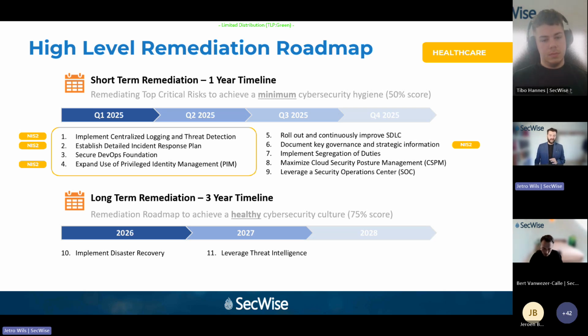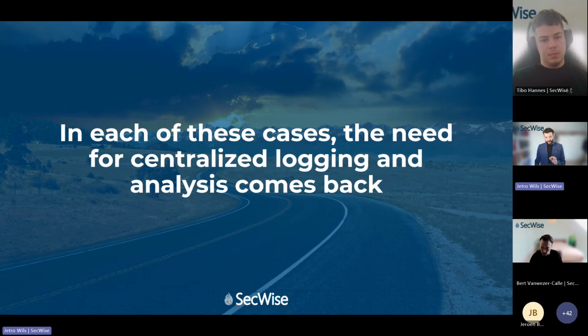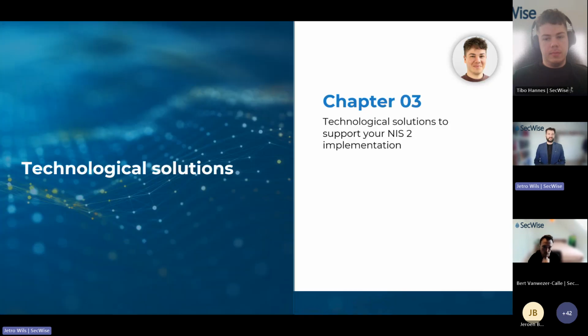So something that always comes back is the need for centralized logging and then analysis, right? So in the detect domain of the Cyber Fundamentals, you need to be able to detect anomalies and potential threats, right? If you don't have any logging and you don't have any analysis, you're blind, right? And that is actually one of the biggest points we want to give to you: what's up with your logging and analysis? And with that said, I'm going to give the word to Thibaut, who will take a look at the technological solutions. Take it away, Thibaut. Yes, thank you very much.